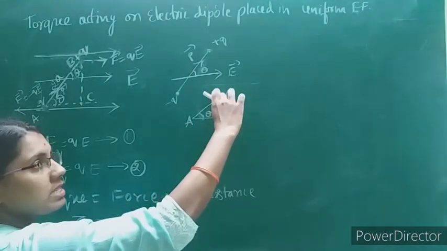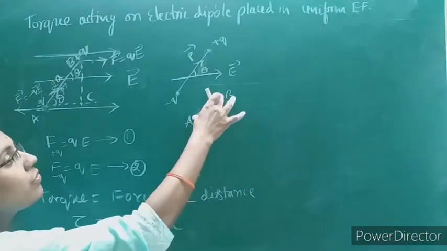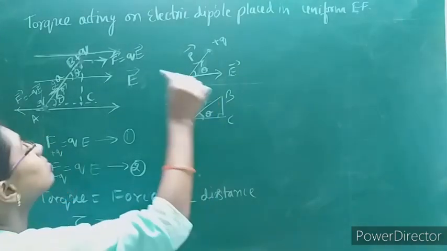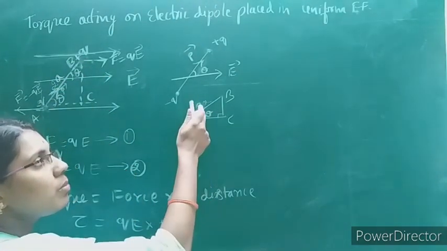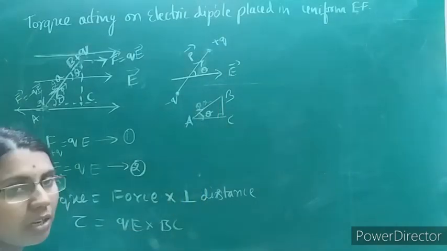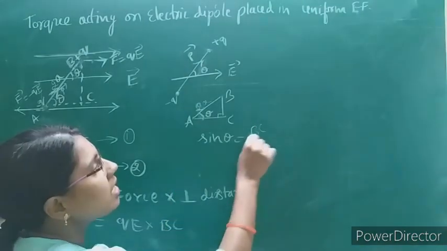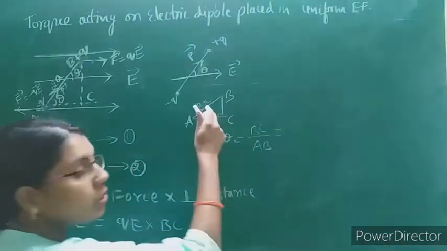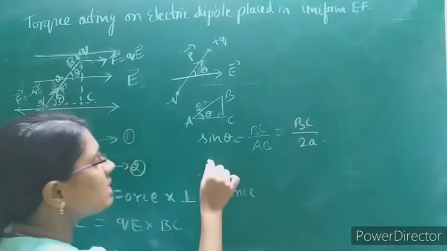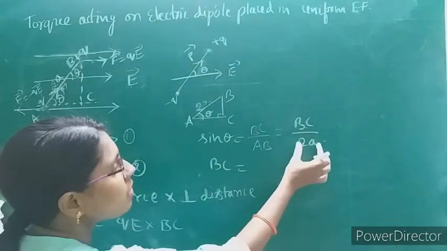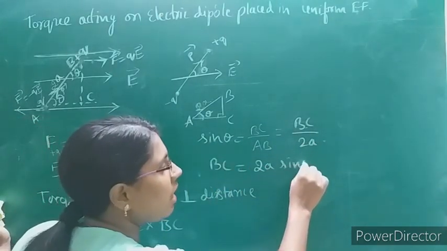BC is the opposite side. We don't know the value of the adjacent side, but we know the value of the hypotenuse, which is nothing but the dipole length, 2a. If we know the hypotenuse, we can find the opposite side by using the trigonometric function sin theta. So BC by AB, and AB is nothing but 2a, so we write BC by 2a. So BC is equal to how much? Take this 2a to this side, so we get 2a sin theta.